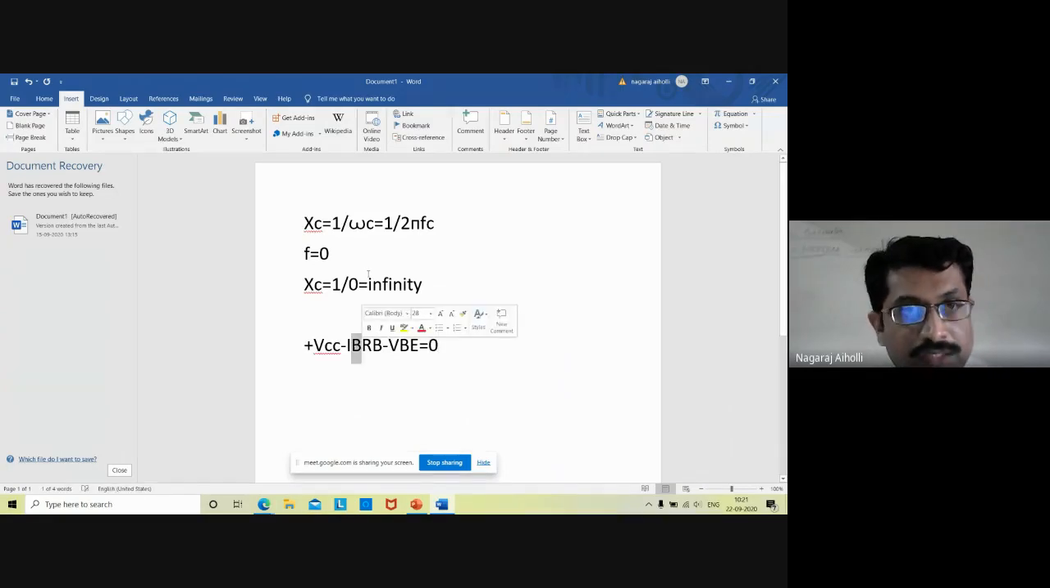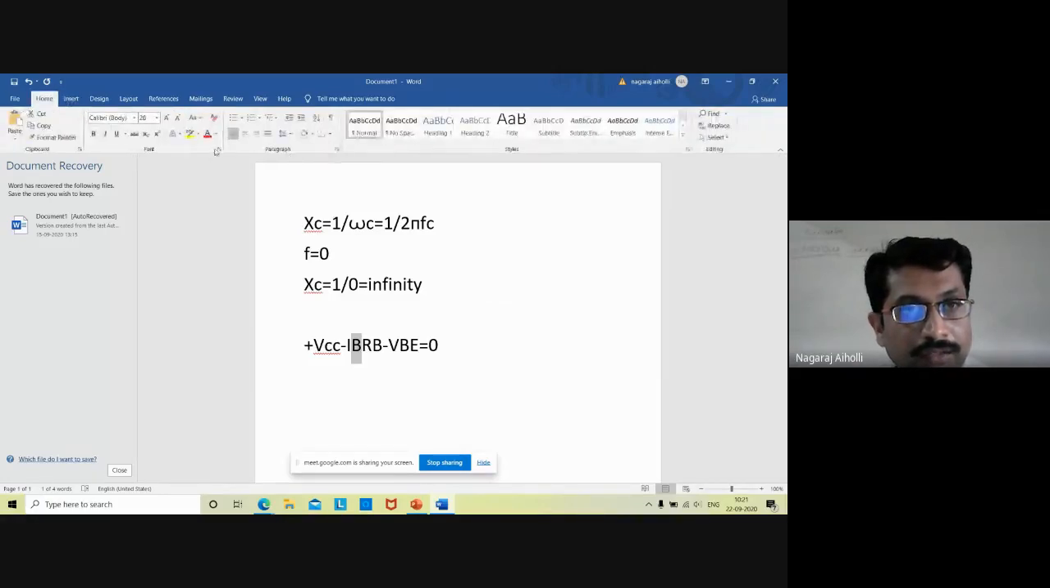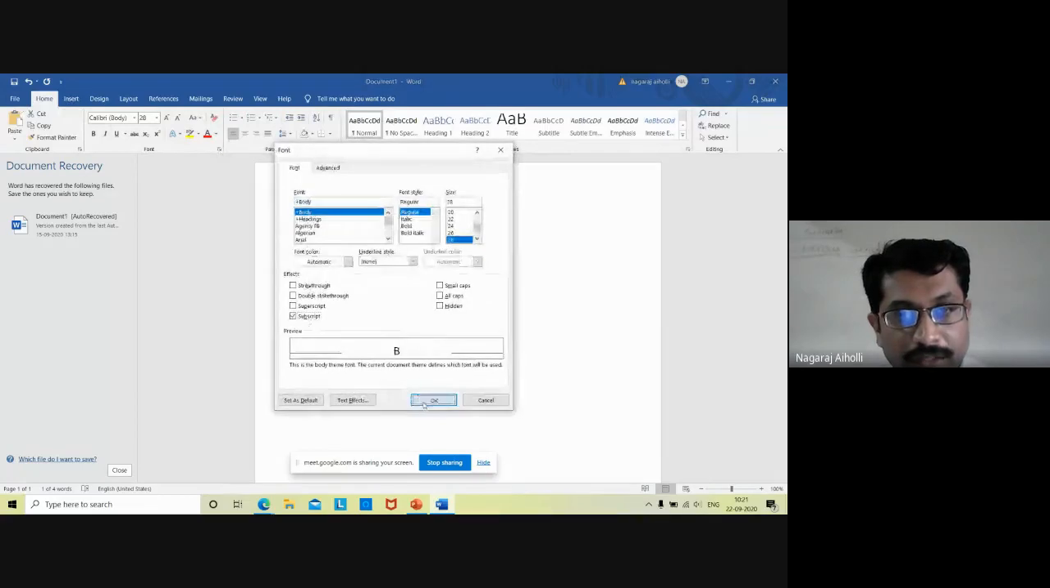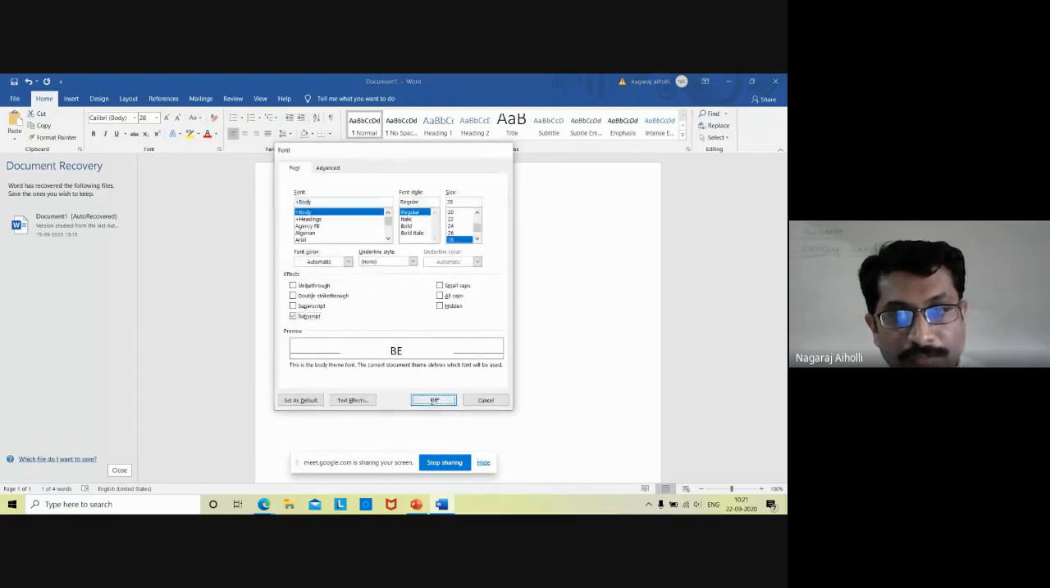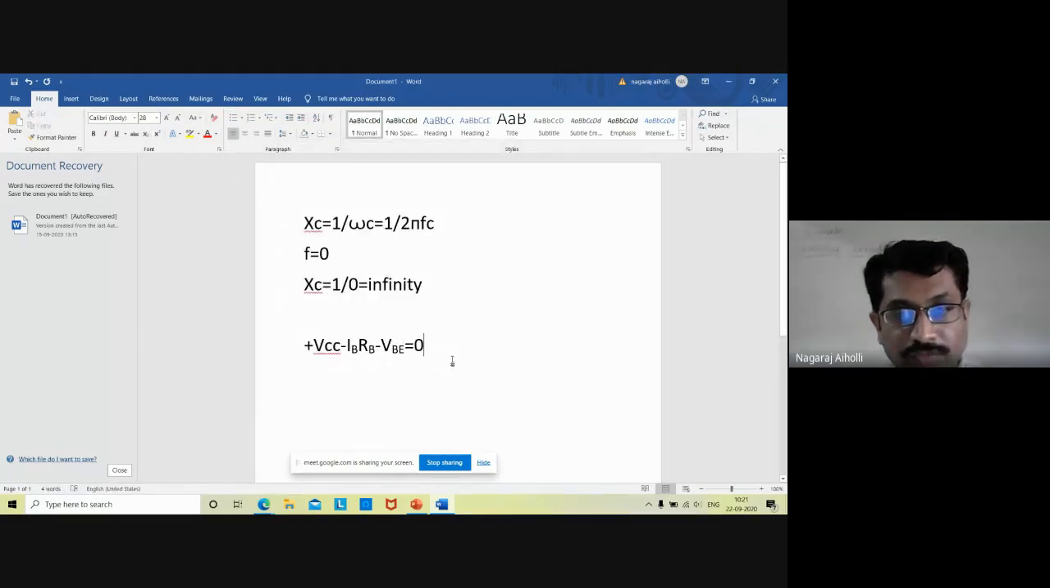Okay, students, so this is what we are getting here: IB RB, minus VBE is equal to 0. Okay, this is the equation. Now we have to write the equation for IB. If I want to write the equation for IB, IB RB I will take to the other side. So I get VCC minus VBE is equal to IBRB.